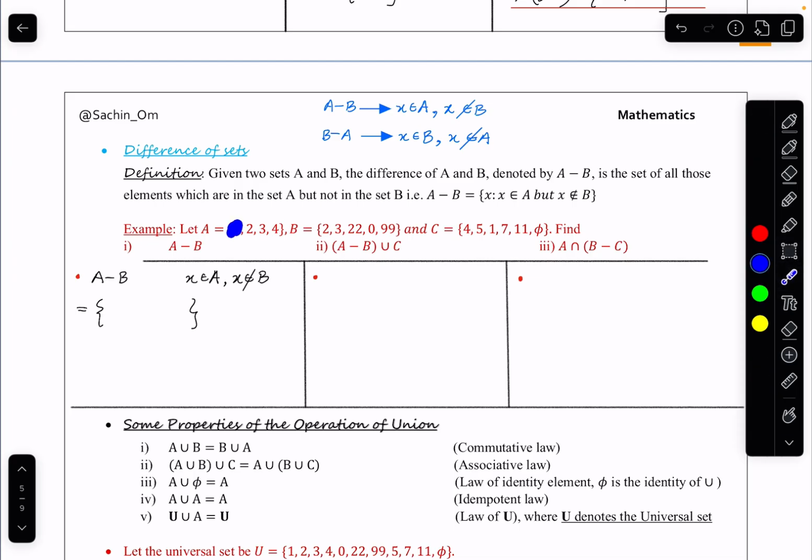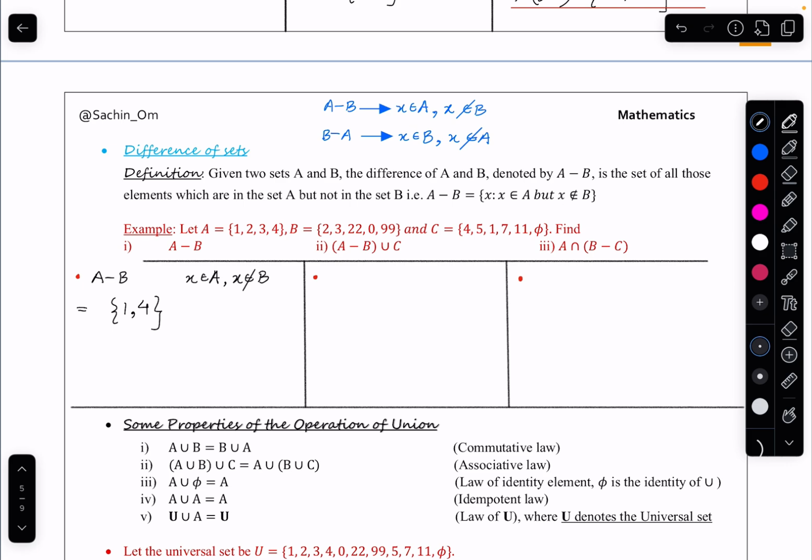Let's talk about this one. 1 is there in A, but 1 is not there in B. So I can take it. I'm collecting elements which are in A, but not in B. 2 is there in A, but 2 is there in B also. So I will not take 2. 3 is there in A, 3 is there in B, 3 will not be taken. 4 is there in A, but 4 is not there in B. So 4 will be collected. So that is what A minus B would be. We are collecting elements of A which are not in B.